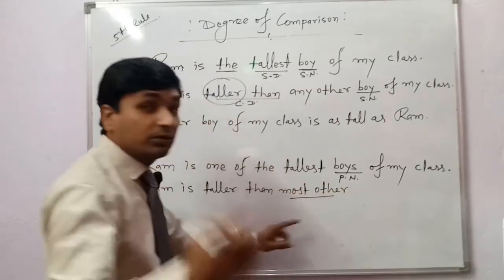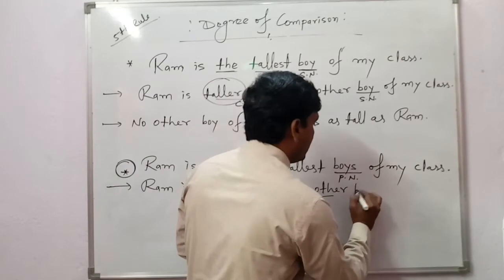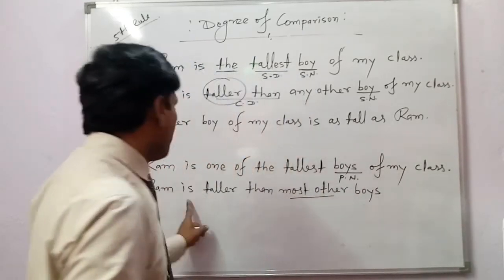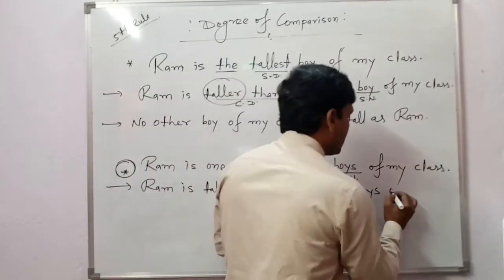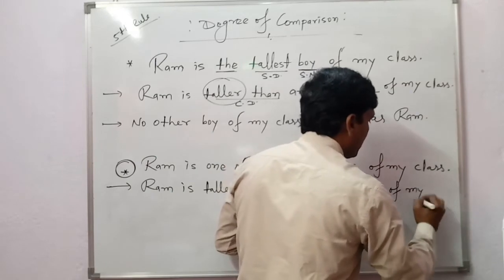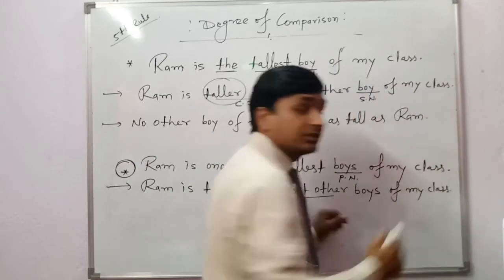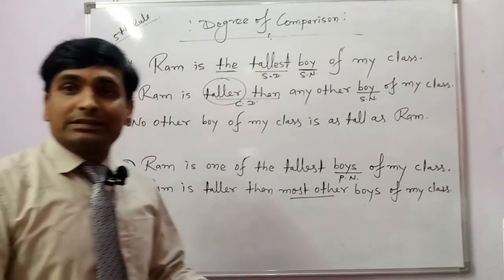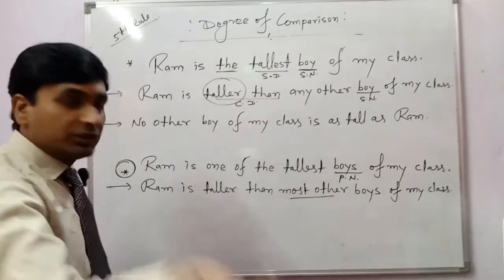And after "most other," what do you have to write? A plural noun. So here you have to write "boys." Ram is taller than most other boys, and then what do you have to write? "Of my class." Now just change it into the positive degree.